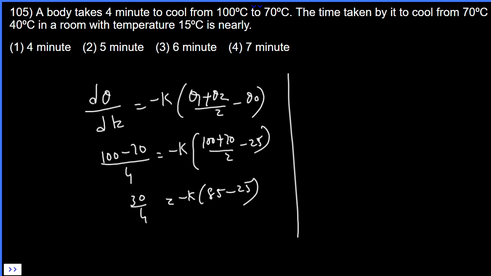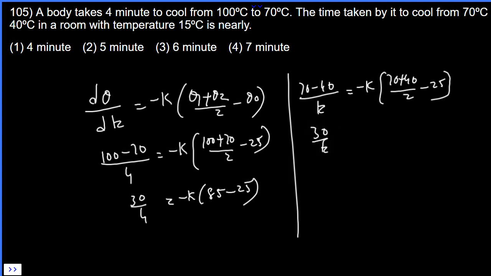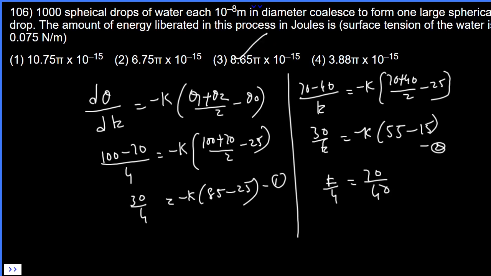For the second case, we apply this formula again, from 70 to 40. That means 70 minus 40 by t, since we have to calculate the time value, is equal to minus k into the average of the temperatures, (70 plus 40) by 2 minus 25. From this we get 30 by t is equal to minus k into 55 minus 25. Dividing equations 1 and 2 we get t by 4 is equal to 70 by 40. From this t is equal to 7 minutes, option number 4.